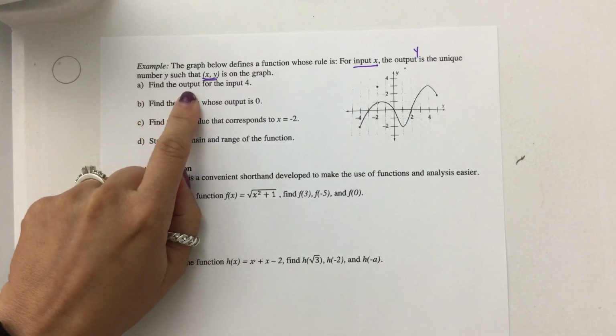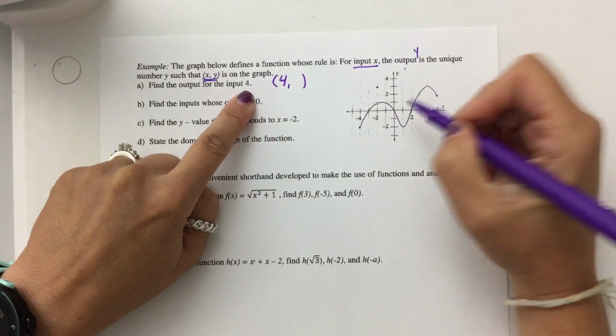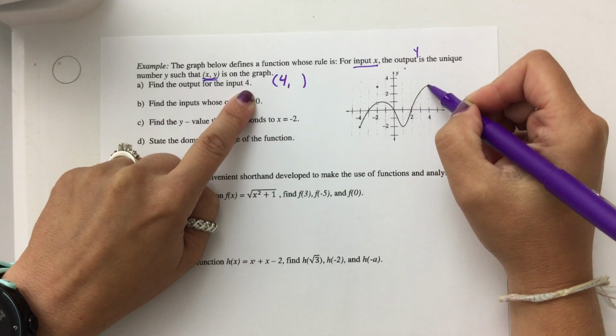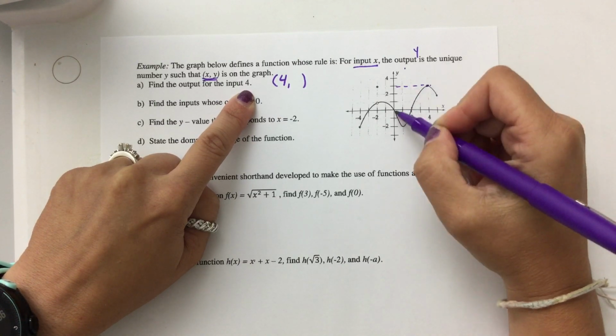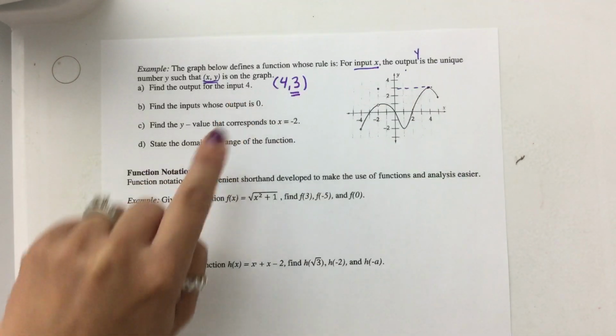So find the output for the input 4. Input is x. So if your x value is 4, you go to the right 1, 2, 3, 4. Where's the y value? Oh, the y value is right here, so it's up 1, 2, 3. So your output is 3.